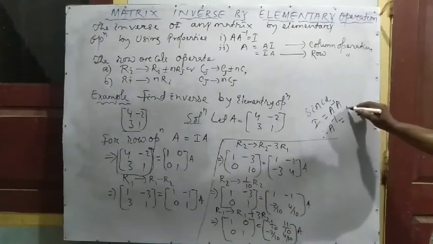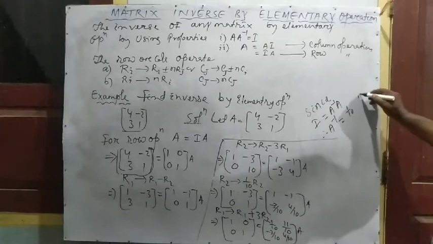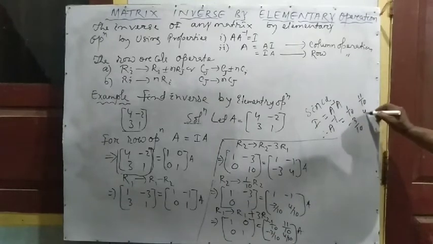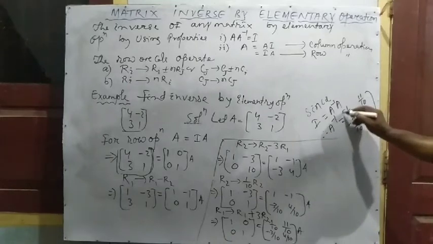This is the A inverse: 1 by 10, 11 by 10, then minus 3 by 10, then 4 by 10. So this is the inverse.